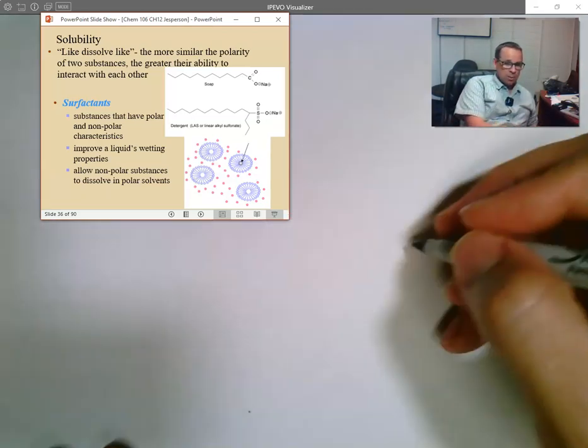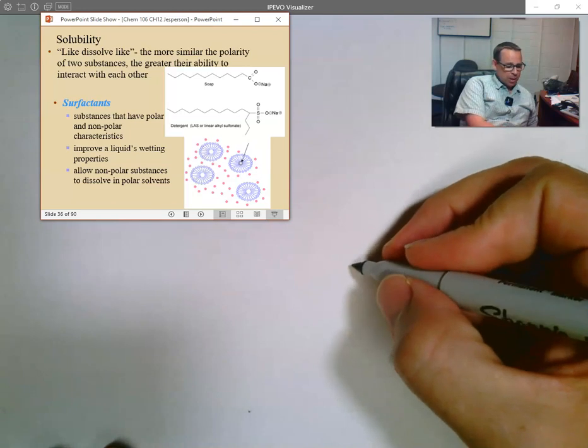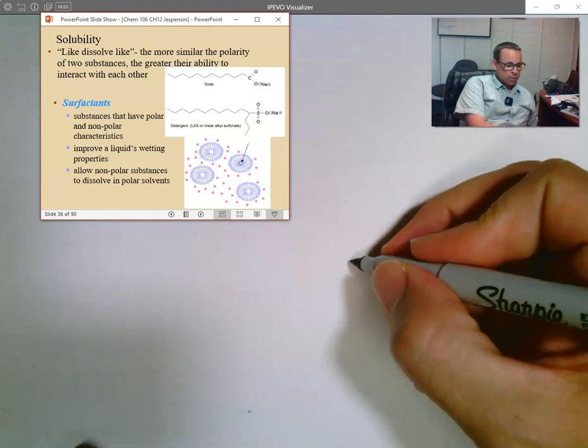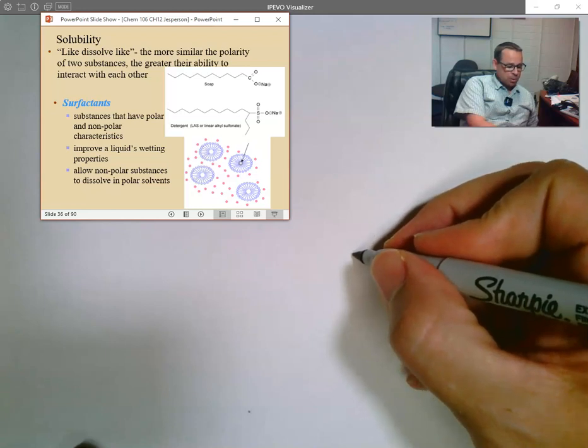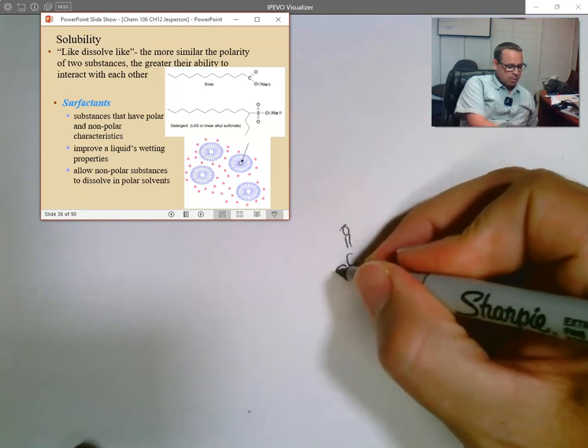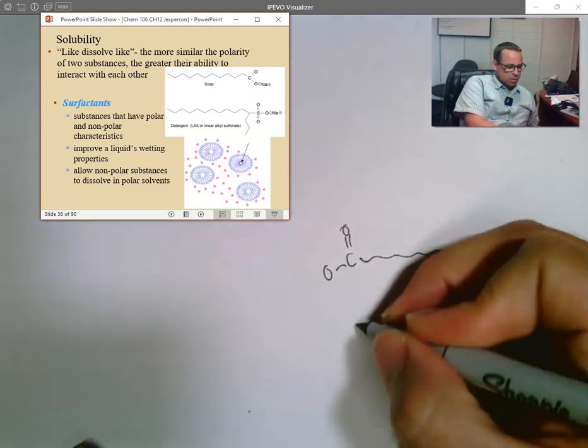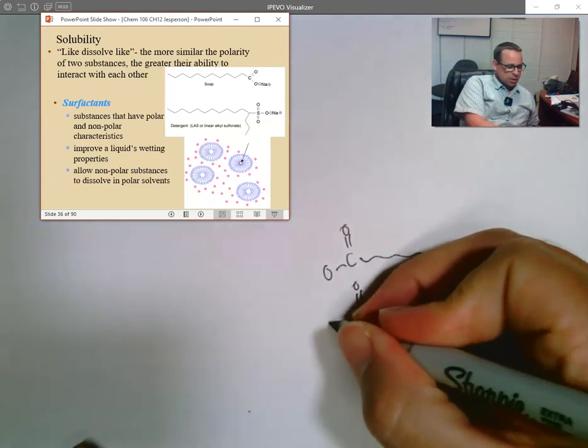One interesting chemical property, or a famous chemical reaction, with oils. Let me draw this again. This time I'm going to just draw it quickly like this.